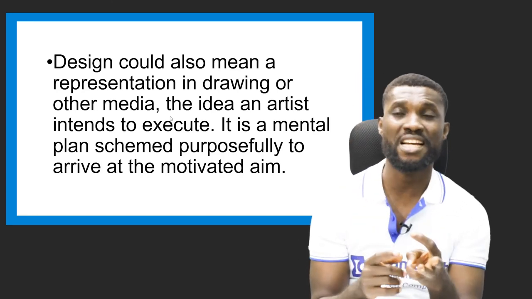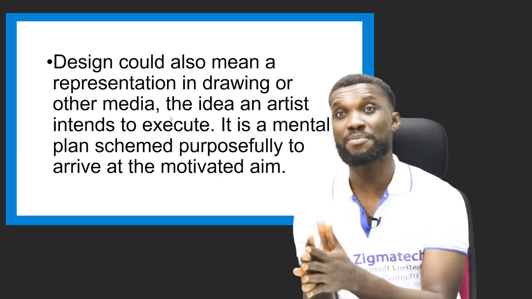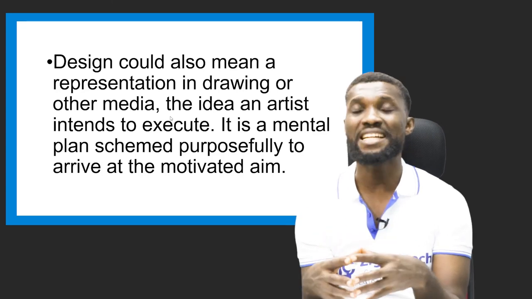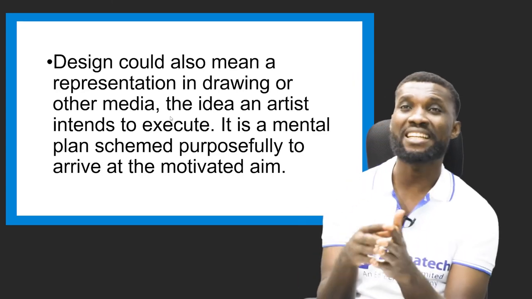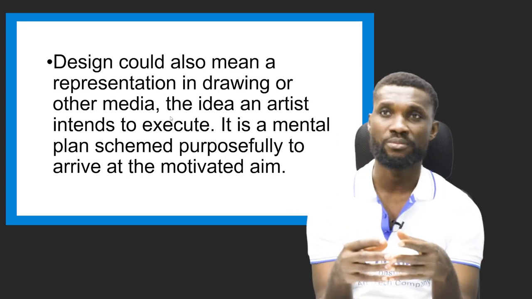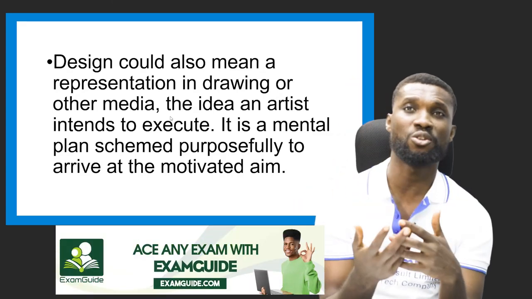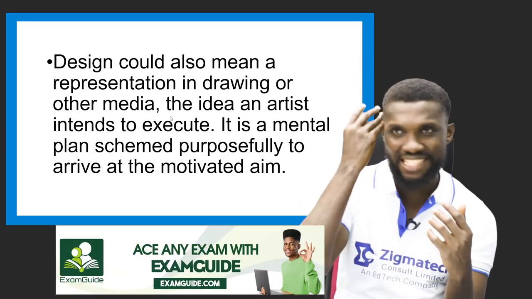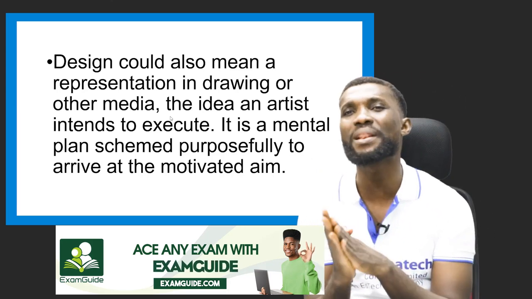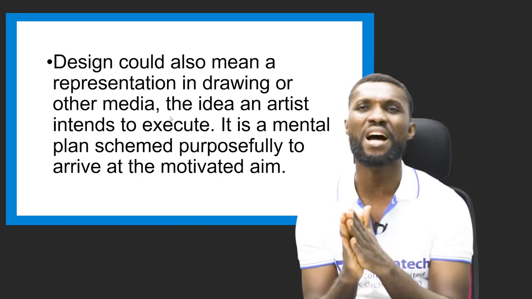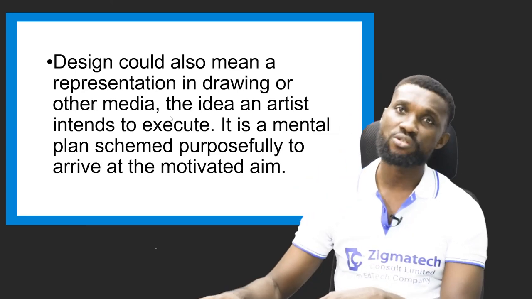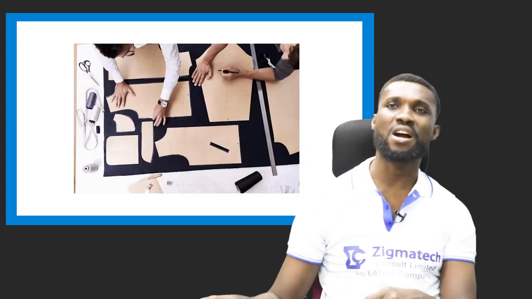Now I've given you about three definitions of design. The first one is the systematic arrangement of elements of art, like patterns and motifs, to create the desired shape. I also told you it could mean the representation in drawing or other medium of the idea an artist intends to execute. Or you can say it is the mental plan scheme purposefully to arrive at a motivated end. So these are the definitions of design. Now if you look at the image you have here, you see them planning.